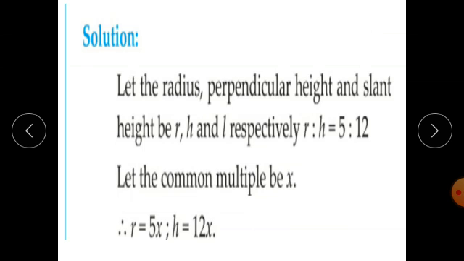Solution. Let the radius, perpendicular height and slant height be r, h and l respectively. The ratio of radius of base and height of a cone is given as 5:12. So r is to h equals 5:12. Let the common multiple be x. Therefore r equals 5x and h equals 12x.